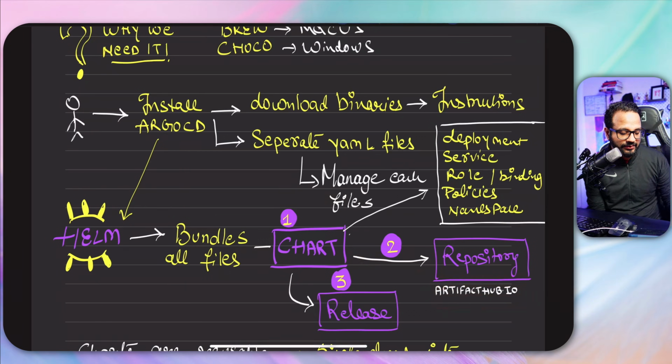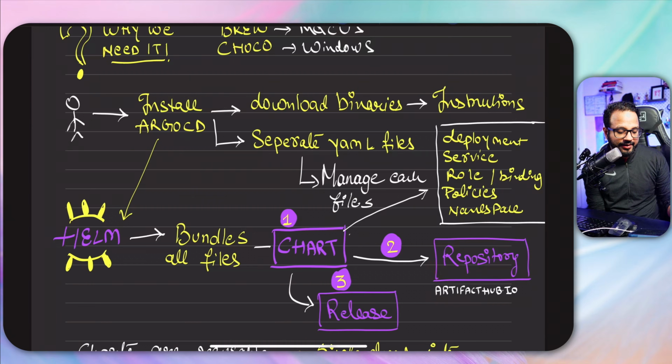artifacthub.io. This is where all the charts reside. All the companies, all the tools, they create their Helm charts and upload them to a central repository which is called artifacthub.io. There you can locate all the charts, search the charts and so on. This is like GitHub but for charts.